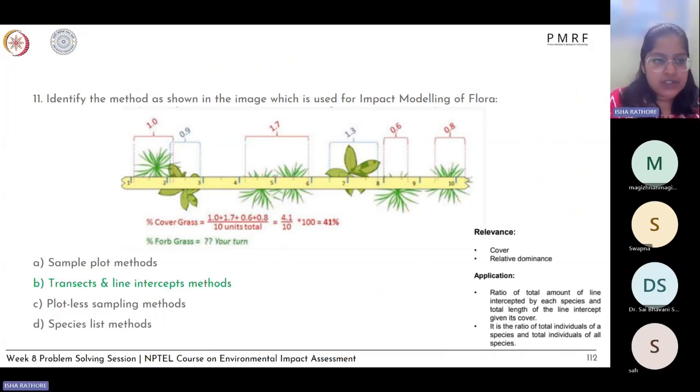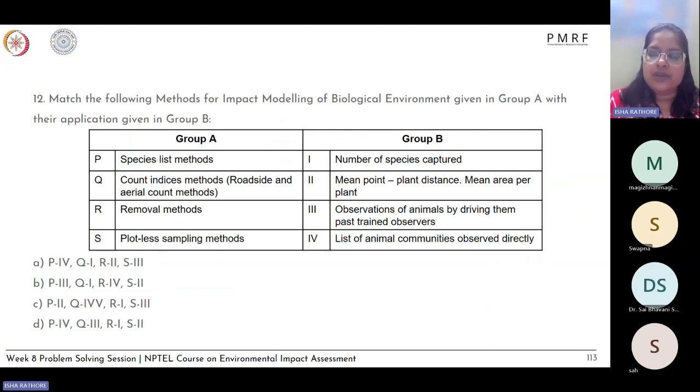Moving on to the next question. So match the following methods for impact modeling of biological environment given in group A with the application given in group B. So in group A, we have different methods, and in group B, we have the basic description or application of those methods.